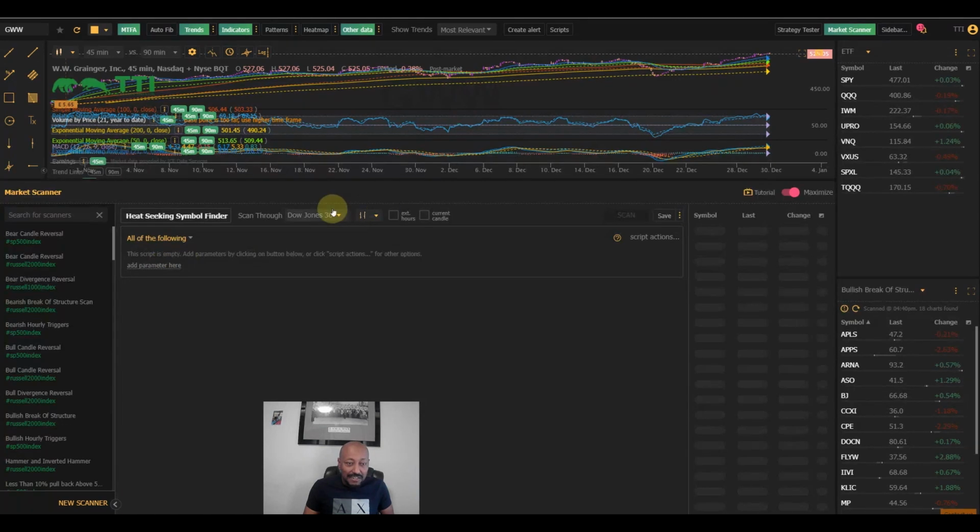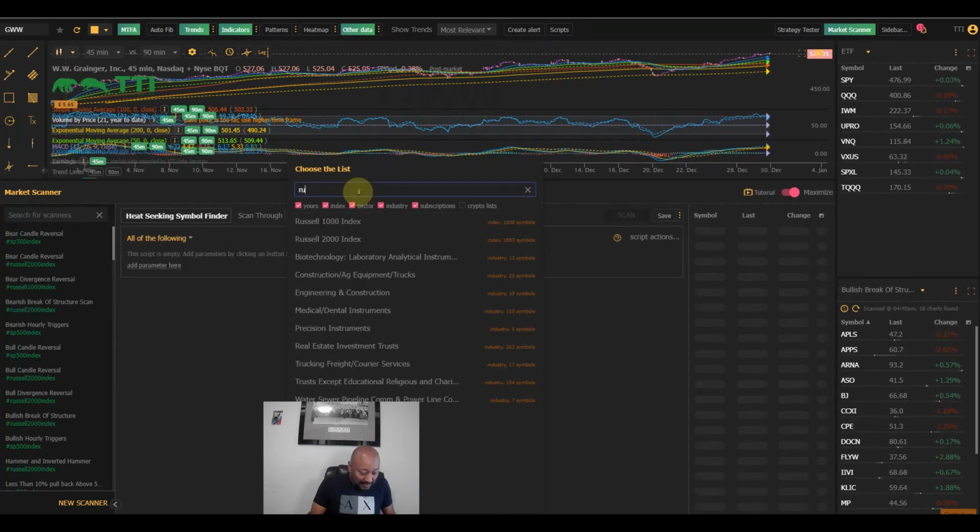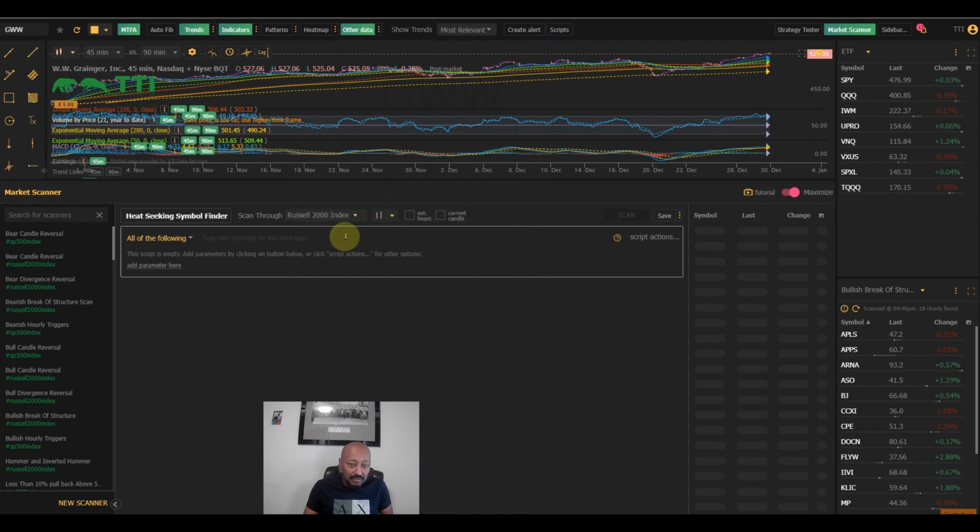And here, first I will choose which market I want to scan, right? I like to scan the Russell 2000. That's one of the scans that I really like to use to find opportunities, or the S&P 500. It doesn't matter, right? And then you can say, hey, I'm going to call this scan for structure, right? This is what we want to call it.